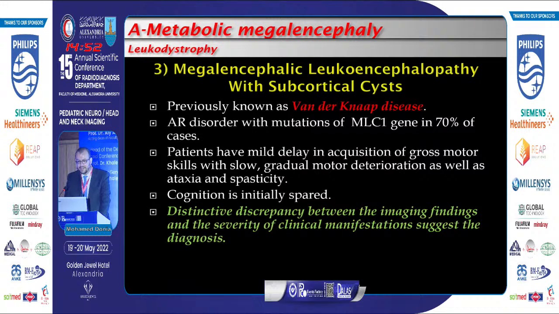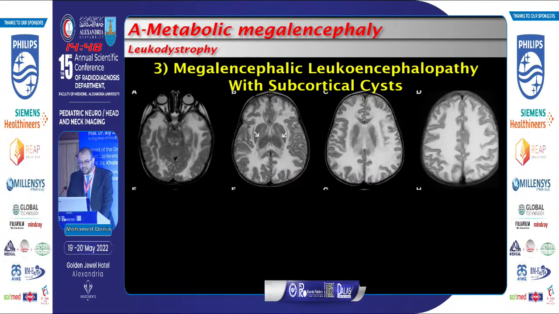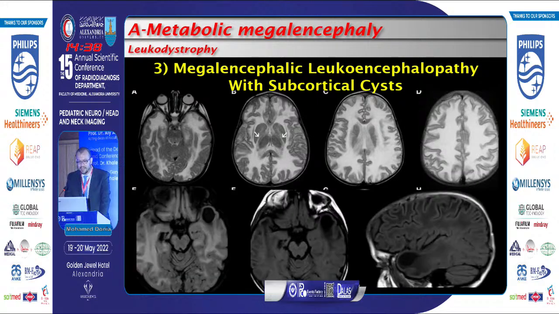Third is megalencephalic leukoencephalopathy with subcortical cysts or Van der Knaap disease. There is diffuse involvement of the white matter with involvement of the U fibers, with sparing of the deep gray matter nuclei and the internal capsule, with characteristic subcortical frontal or subcortical temporal cysts.